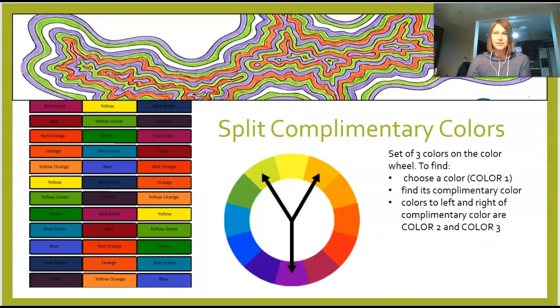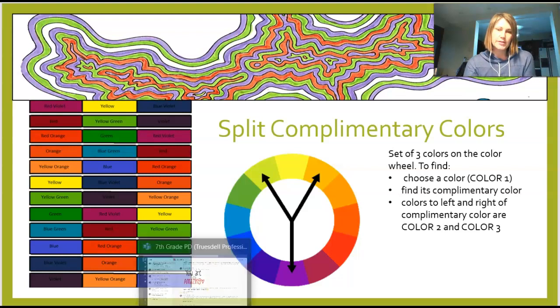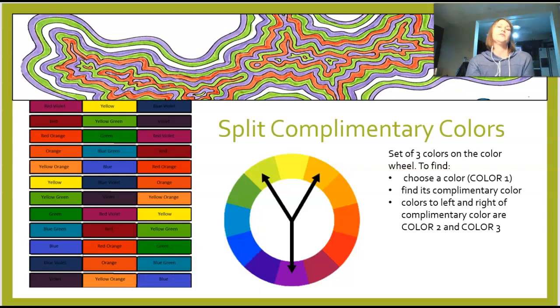Okay, last but not least, these are my favorite of all of the color schemes, split complementary colors. These colors are a little bit harder to find on the color wheel unless you know how to find them. What you need to do is pick one color first. So let's say our example here on this wheel, we've got purple, yellow-green, and yellow-orange.